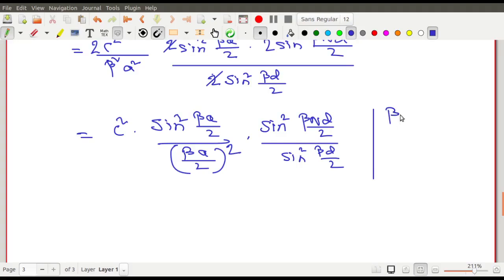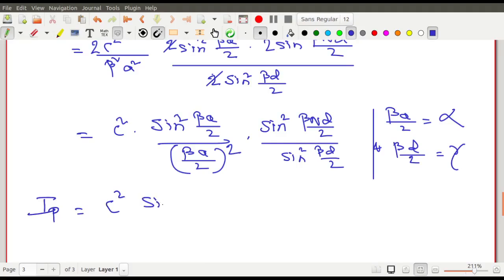So now I will take this beta a by 2 to be some alpha as usual, and this beta d by 2, as in the last class, the double slit class, is my gamma. So alpha and gamma, I take it in this way, and this is the resultant intensity. That gives me c square sin square alpha by alpha square, times sin square n gamma by sin square gamma.